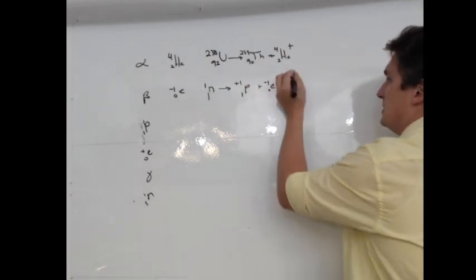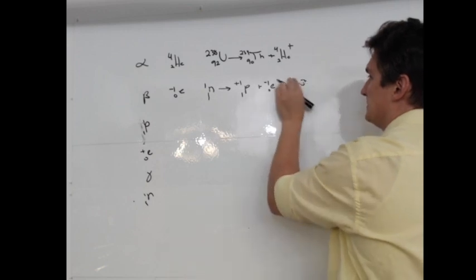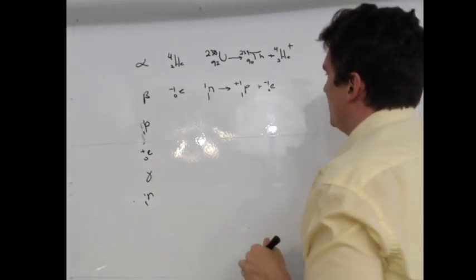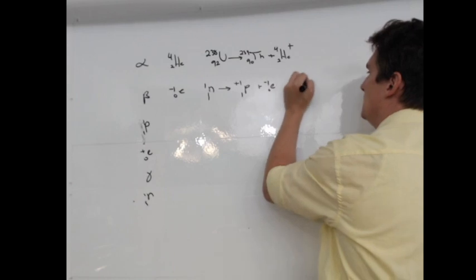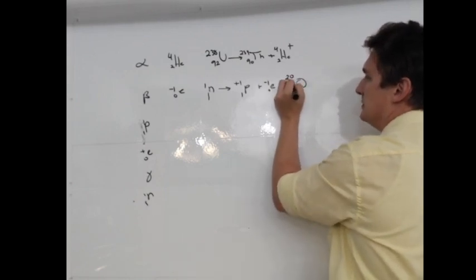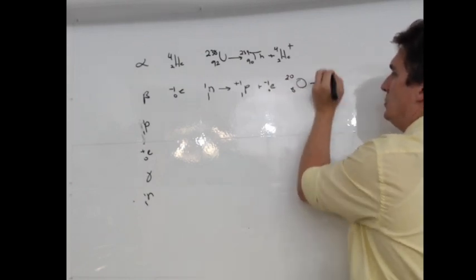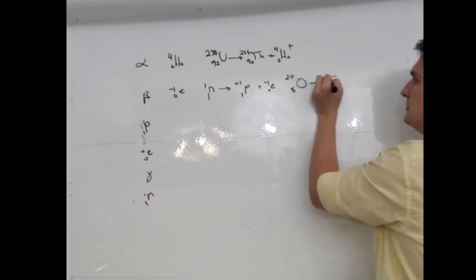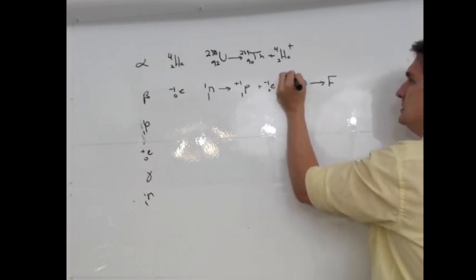So simple example of this, let's say oxygen 20. And we do beta decay, so we'll get oxygen 19.